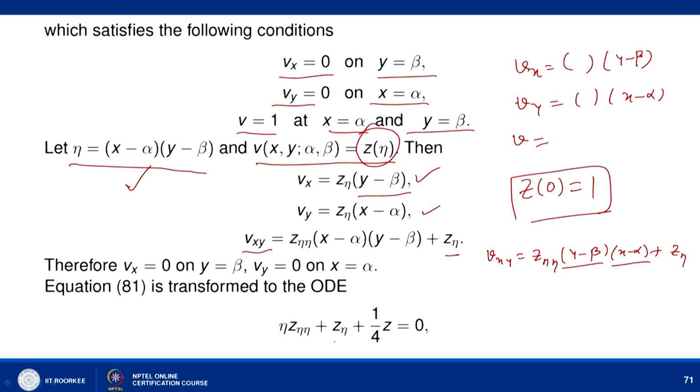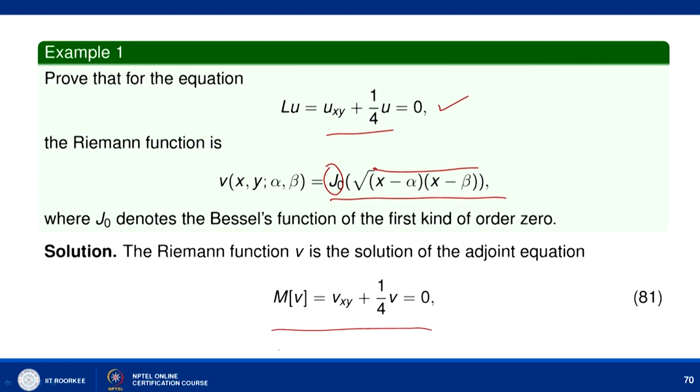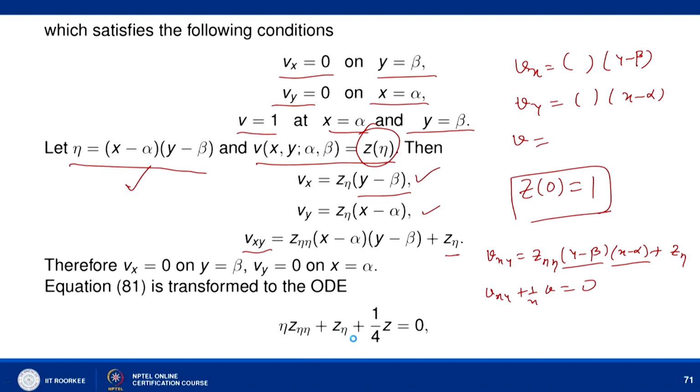So, Vxy is this. Here Vxy plus 1 by 4 V equal to 0, so this is the equation which we have to satisfy. Here we have Vxy as z eta eta times x minus alpha into y minus beta, which is nothing but eta, which we have assumed. So, eta z eta eta plus z eta plus 1 by 4 z equal to 0 and z 0 equal to 1. This is the initial condition which we know, that z eta is nothing but your Green function. So, Riemann's Green function must satisfy this ordinary differential equation along with the condition z 0 equal to 1.